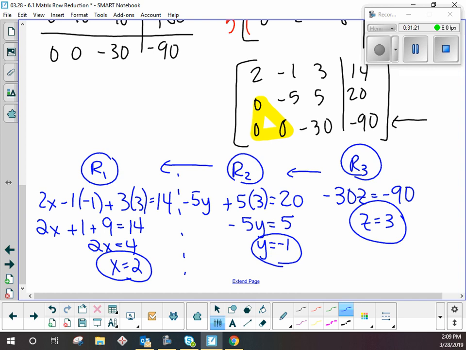And I still haven't written the actual final answer. What's your final answer? Right, an ordered triple. 2, negative 1, 3. Congratulations, you survived your first day of solving matrices by hand. You did well. Good job, team.